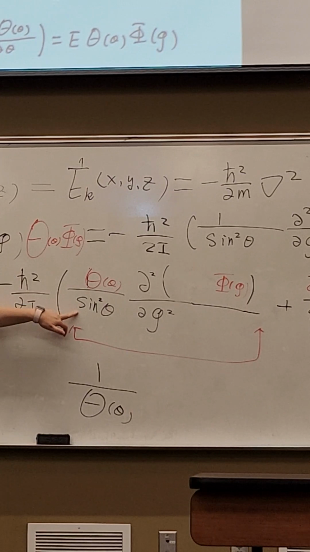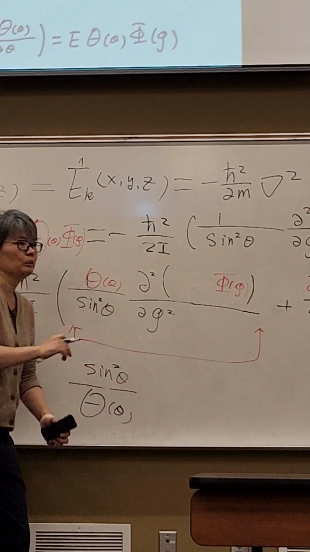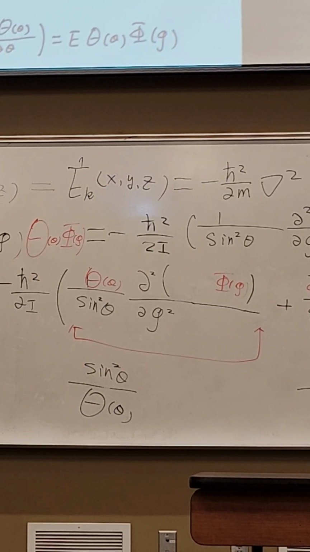So what else? I have this sine theta in the denominator. So what do I need to do? In order for this to only include the phi part, I need to multiply by this term. Okay, now how about this one? It carries the phi function. So therefore, to get rid of this in the numerator, I have to divide this whole function by the phi function, right? What else? What else? That's it. Very, very good.